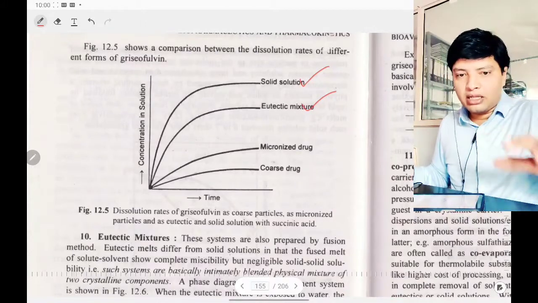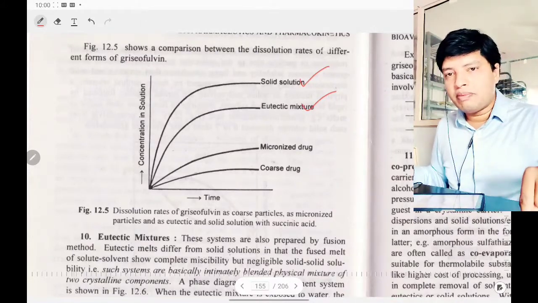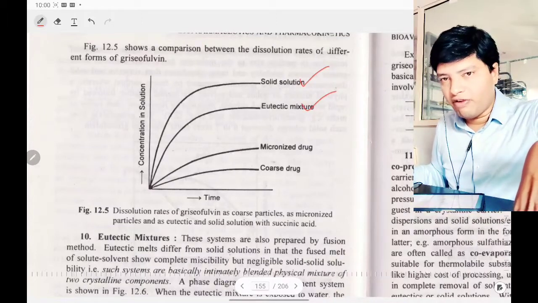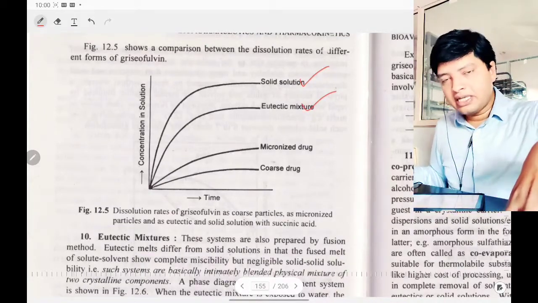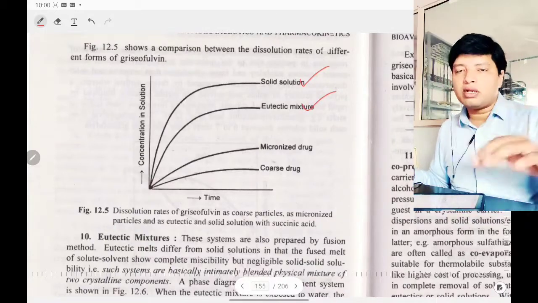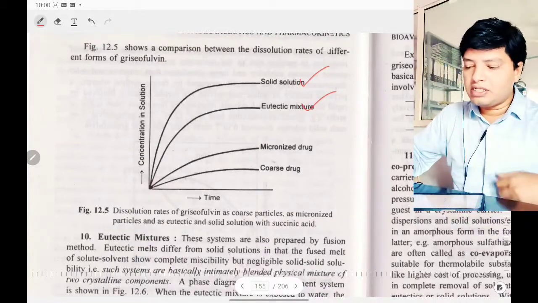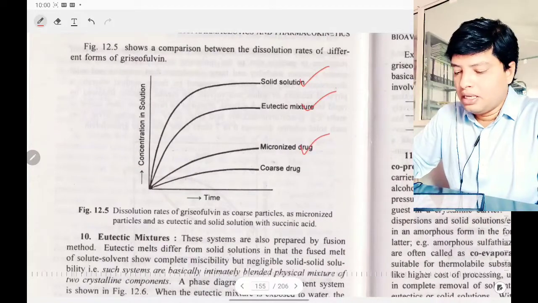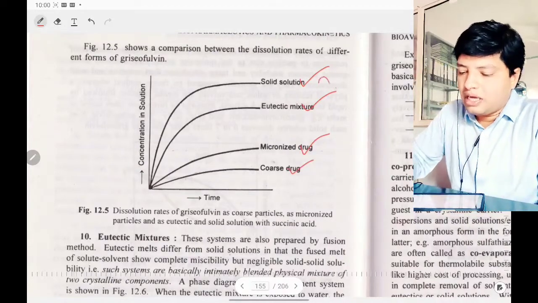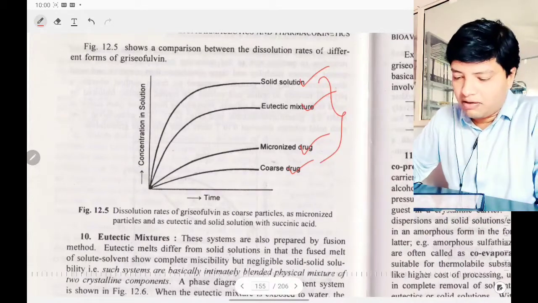So first, at room temperature, both individual powders are in solid form. When you mix them after forming the complex, at room temperature itself they will form a liquid, meaning they are solubilized. So that is what eutectic mixtures are. Then the micronized drug, converting into small particles, then the coarse drug. So this is the order of solubility. Remember this order of solubility.